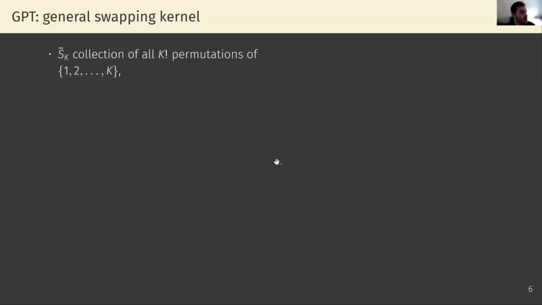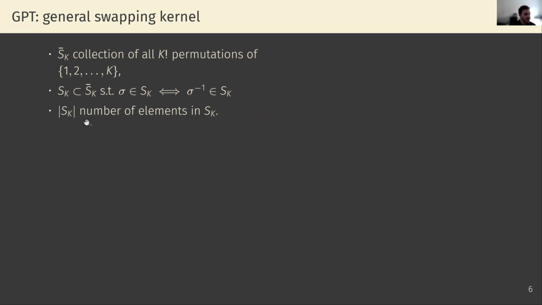Okay, so let's introduce a little bit of notation. We denote by bar S_K the collection of all K factorial permutations of the set from 1 through K. We define a subset S_K of bar S_K as a subset that satisfies that if a permutation sigma is in S_K, the inverse permutation sigma inverse is also in S_K.